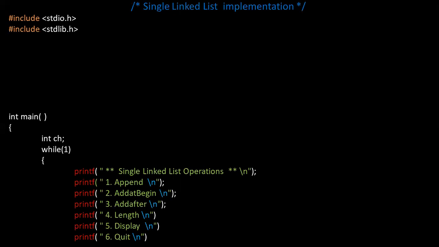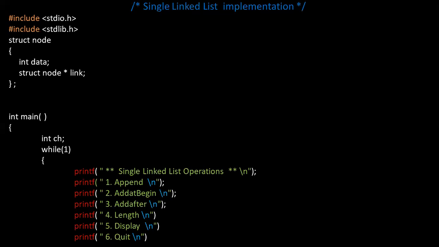So we have to declare the structure node, and after that we have to put a semicolon. So struct node should end with a semicolon. And here we have one field, that is a data field, which is of integer type. Next we have the link field, which is of struct node pointer type.